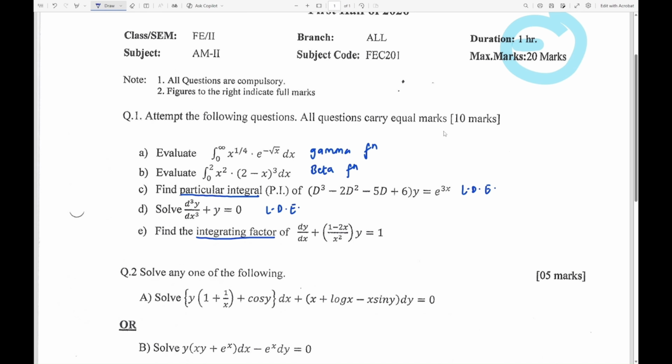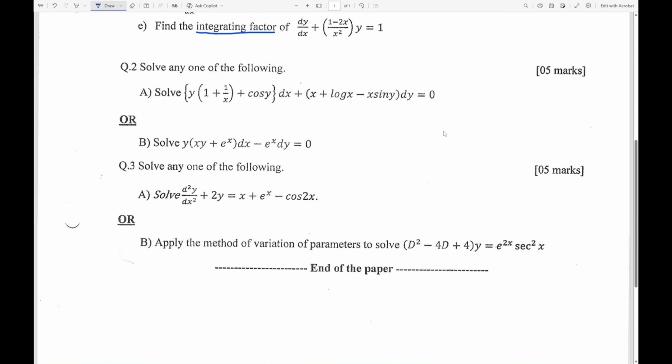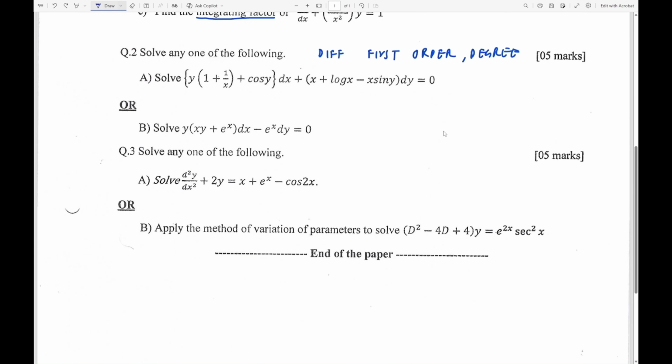Moving on to question 2. Question 2 is based on the module which deals with differential equations of first order and first degree. And question 3, A and B, they are based on the module linear differential equations with constant coefficients and variable coefficients. So let's get started with question 1A.